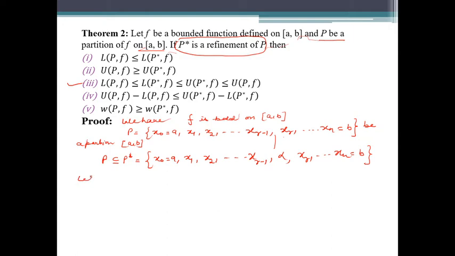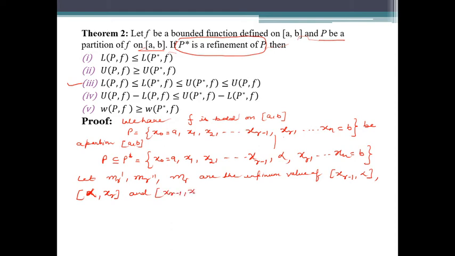Let us suppose that small m r dash, small m r double dash, and small m r are the infimum values of f in the intervals x r minus 1 to alpha, alpha to x r, and x r minus 1 to x r respectively.